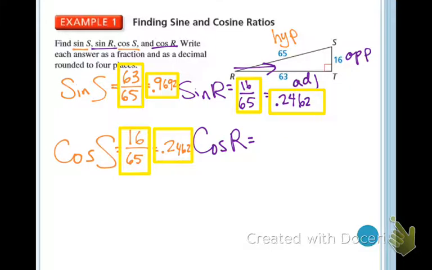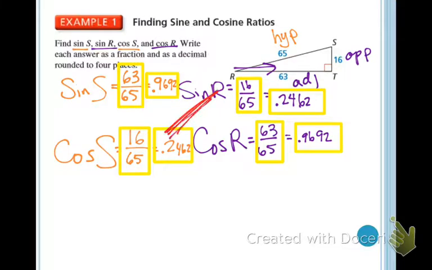It's right here. Cosine of R is adjacent over hypotenuse. So what's the adjacent? 63, over the hypotenuse, 65. All right. And what is that as a decimal? 0.9692. So what you're about to find out on the next screen is that there is a relationship between sine and cosine.